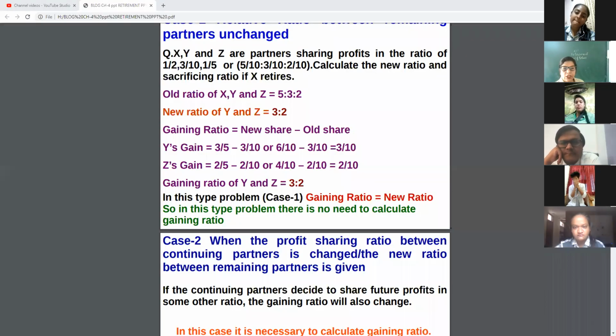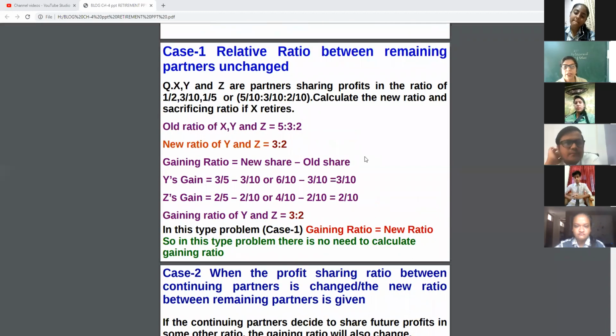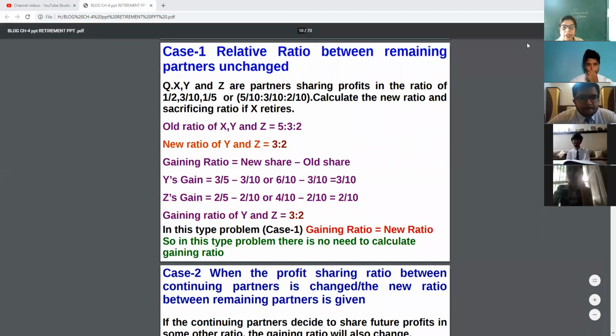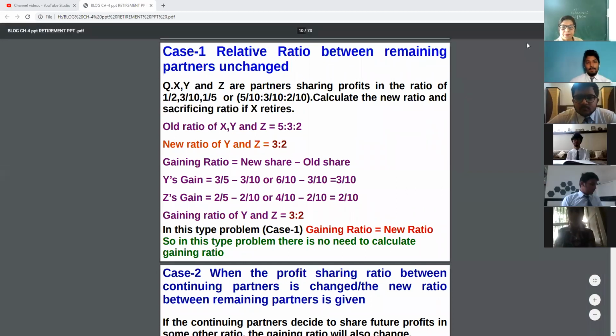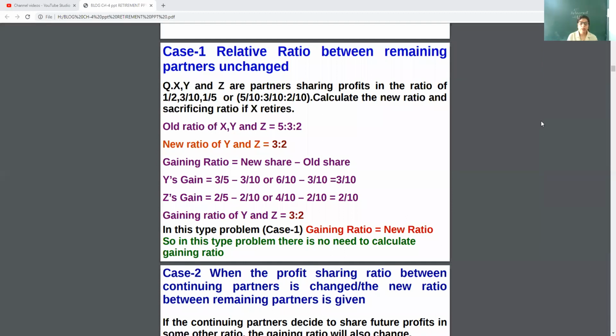The first method we already completed. This one, the first method, is when the relative ratio between remaining partners is unchanged. See, X, Y, Z are partners in the ratio 5, 3, 2, and here X retires. So now Y and Z remain. This is the first method.